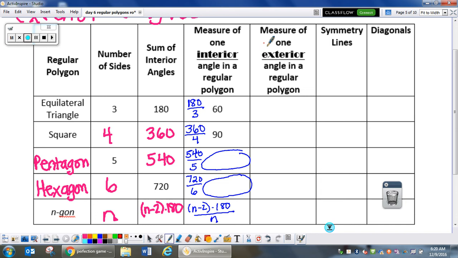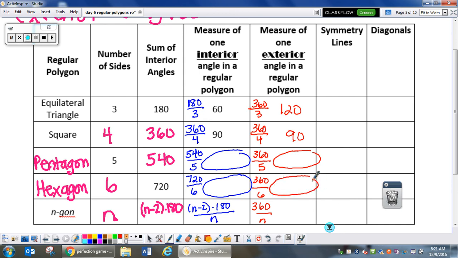Now, if you were to get the measure of one exterior angle, we're going to see that the sum of the exterior angles is always 360. So you're always doing 360 divided by something, and it's always going to be 360 divided by the number of sides. So 360 divided by n will get you any number of sides. 360 divided by 3, 120. 360 divided by 4, 90. 360 divided by 5, you should be able to figure that out. 360 divided by 6, you should also be able to figure that out.